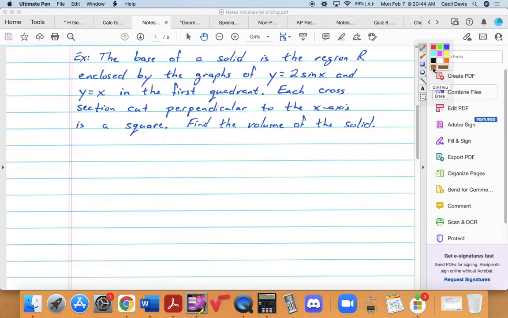So first step, I'm going to sketch this. So again, think of it like it's a floor plan. It said it's in the first quadrant. Y equals 2 sine of x. So that looks something like this. Right? Kind of looks parabola-ish. And then y equals x. A line that looks something like that.